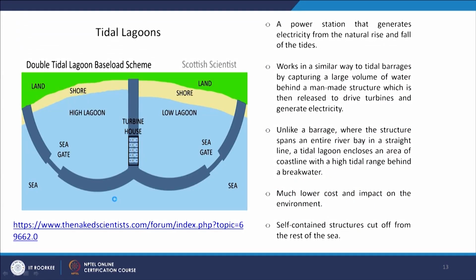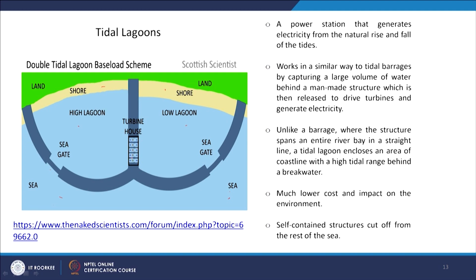Then another is the tidal lagoon, if we see. So, here we have our land, this is our shore and this is our sea. From the sea, some part is separated. These are the sea gates, through which water will go into this lagoon, and there are some turbine houses. The turbine house is here on both sides. So, high lagoon, low lagoon. Water will go here and then the turbines will be working.